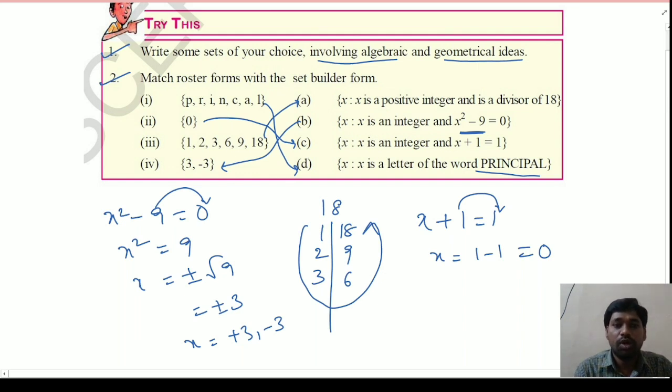Okay, so I hope you understood this concept. So in this class we were discussing some of the questions which are based upon sets and belongs to the set, as well as roster and set builder form related questions.